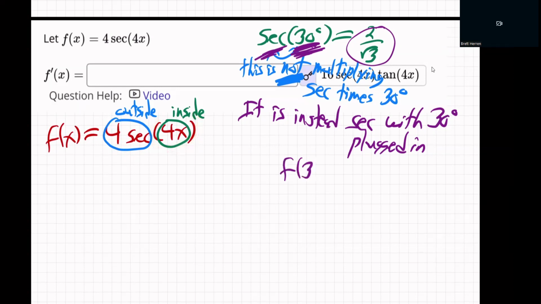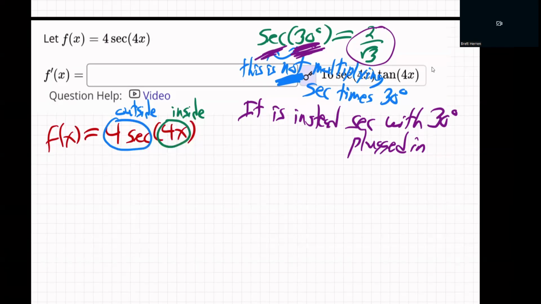Think about f of 3. That doesn't mean f times 3. That means plug 3 into the f function. So whenever we have a function, f, g, h, or secant, cosecant, sine, cosine, whatever, trig function, other function, what comes after is plugged into it, not multiplied by it. And that's a big difference because if this was multiplication, we'd need to use the product rule, but we're not using the product rule. This is function inside a function.